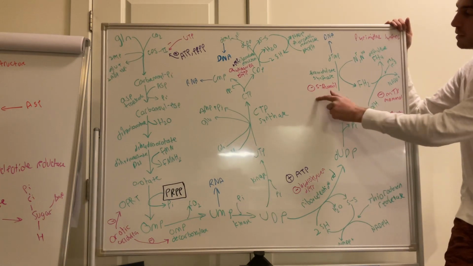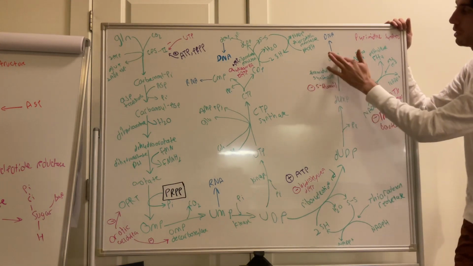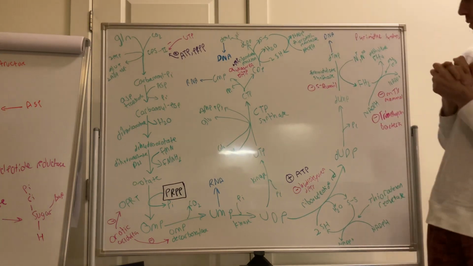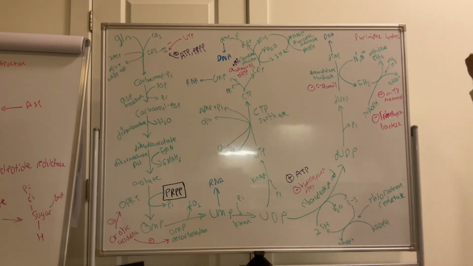And it can be inhibited using the 5-fluorouracil. And so this process creates dTMP, which then can become a part of DNA. Cool. So now we've done the U, we've done the T, and now we're going to have to do the next ones.